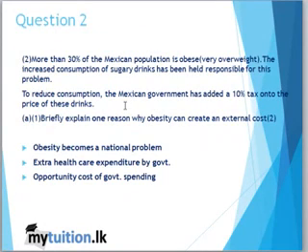Question 2. More than 30% of the Mexican population is very obese, is overweight, right? The increased consumption of sugary drinks has been held responsible for this problem. To reduce consumption, the Mexican government has added a 10% tax onto the price of these drinks. Briefly explain why obesity can create an external cost.